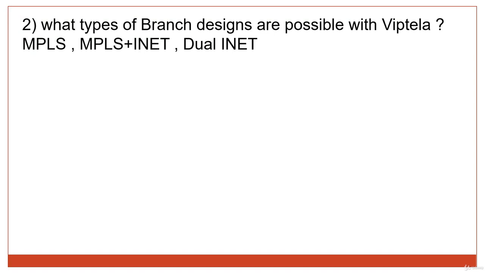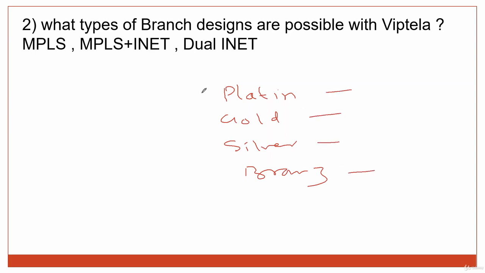Now the second interview question may be: what type of branch design do we have with Viptela? Different vendors have different types of combinations or designs. For example, if you read some of the books, you'll find that a few vendors categorize their branches as platinum, gold, silver, and bronze. What does that mean? Here you have a high level of redundancy, then a mid level of redundancy, a low level of redundancy, and you may have one router.